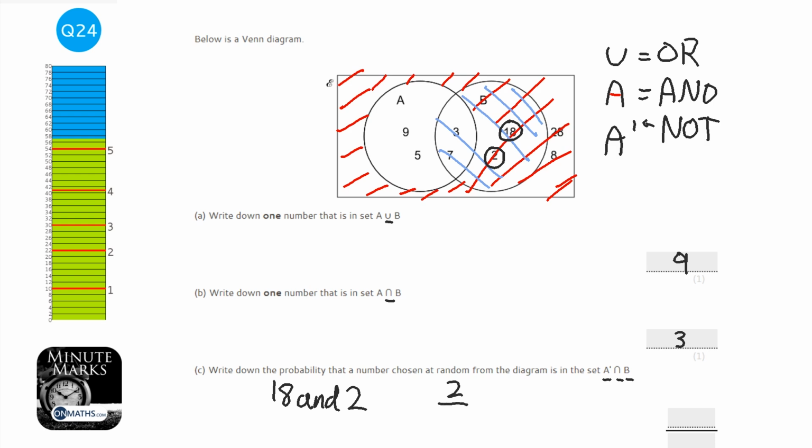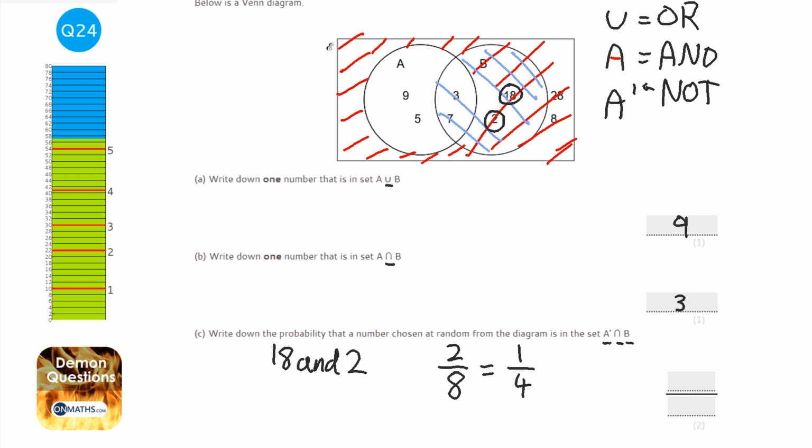So that will go at the top of our fraction. And there's 1, 2, 3, 4, 5, 6, 7, 8 in total. Now I can simplify that a little bit to make it a quarter. And so my answer to that will be 1 over 4, or a quarter.